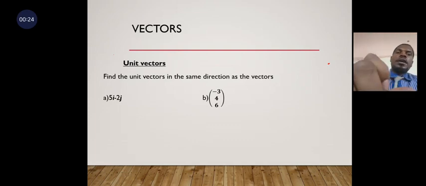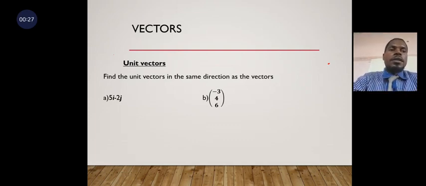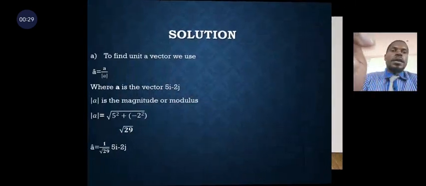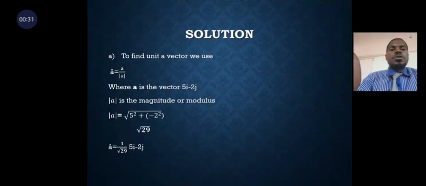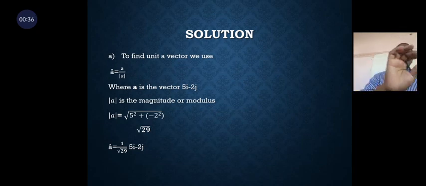I will start with A and solve it in the next slide. Let's move to the next slide. So we have the solution to A. To find the unit vector, we need to use the identity: the vector itself divided by its magnitude.